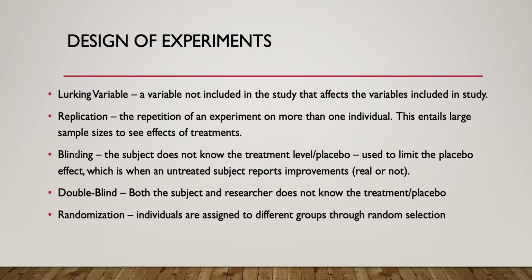And these experiments could have a form of blinding. That's where the subject does not know the treatment level or if they have a placebo. It's used to limit the placebo effect, which is when an untreated subject reports improvements, and those improvements might be real or imaginary. A double-blind experiment is where both the subject and researcher do not know the treatment level or if the subject has the placebo. And then finally, randomization can be used in an experiment to assign the individuals to different groups through random selection.